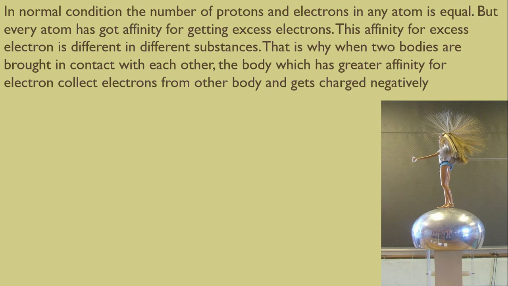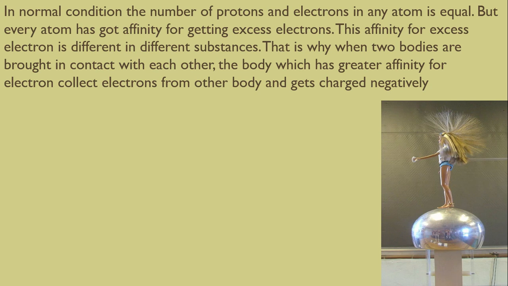Like some of you have an affinity for eating fast food. Some of you have an affinity for eating vegetables. Like that, different substances have different amounts of electron affinity. That is why when two bodies are brought in contact with each other, the body which has greater affinity for electrons collects electrons from the other body and gets charged negatively.